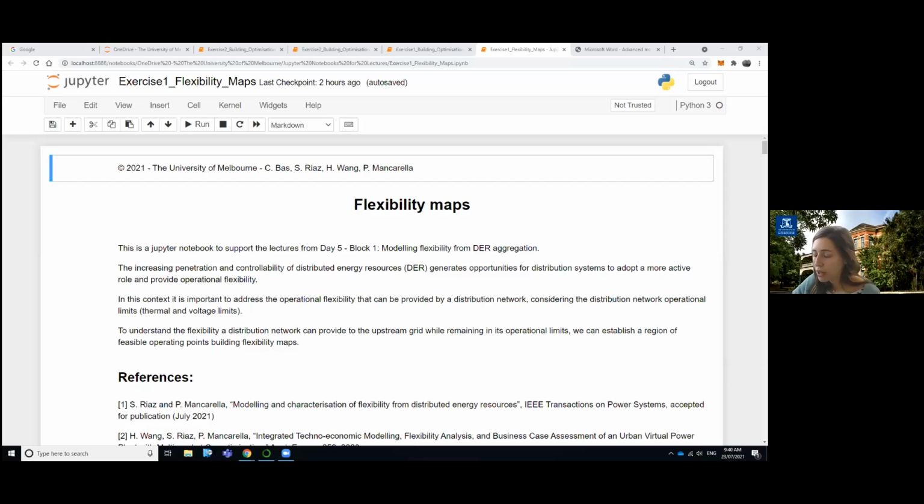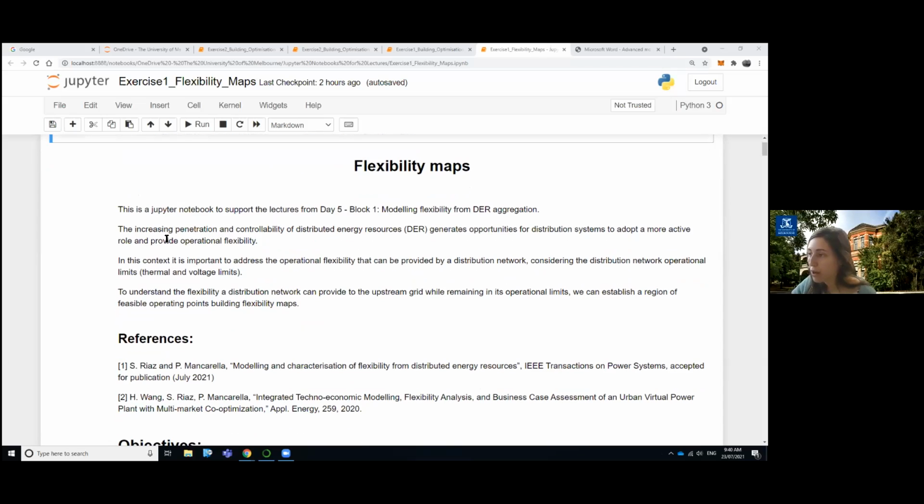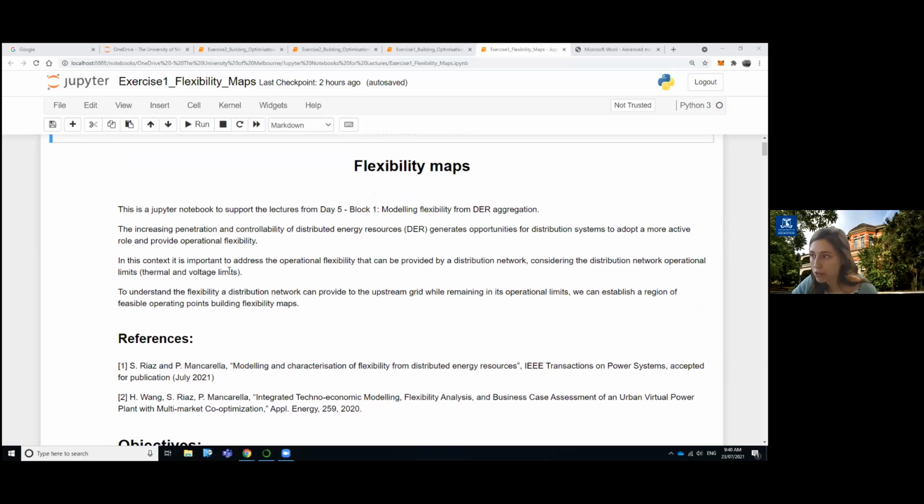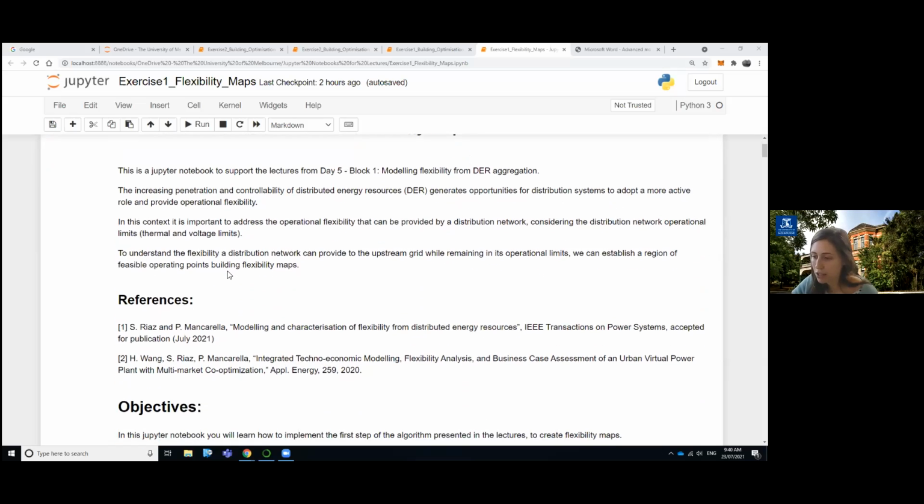Okay, so as Pierluigi said, this notebook is to support all this lecture about flexibility, feasibility, nodal operating envelopes. And we have a brief introduction here on why this is important, but I think Pierluigi gave a great lecture about why it's important to characterize this operational flexibility of distribution network and distributed energy resources aggregated.